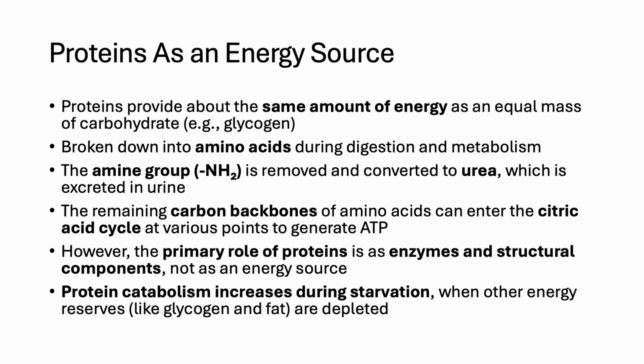However, the body prefers to preserve proteins for critical roles like enzyme function, structural support, and cell signaling. Protein catabolism increases during starvation or extreme stress, when glycogen and fat stores are depleted. At such times, muscle tissue may be broken down to supply amino acids for energy.